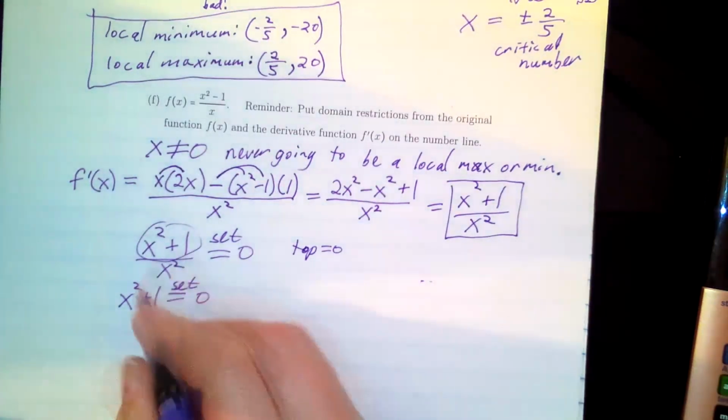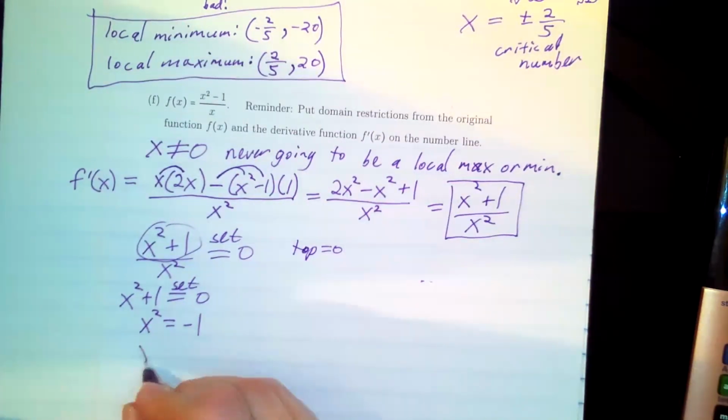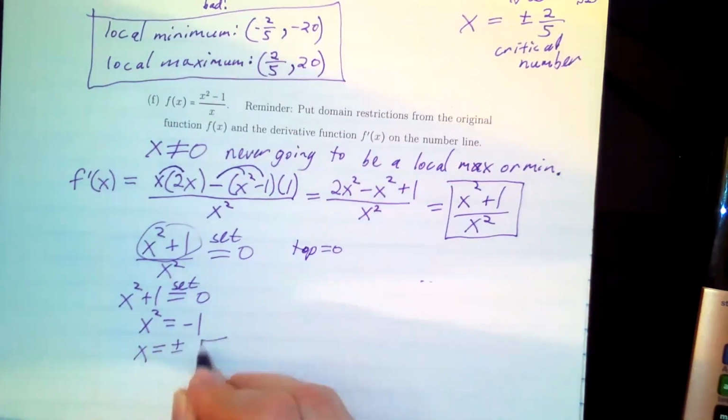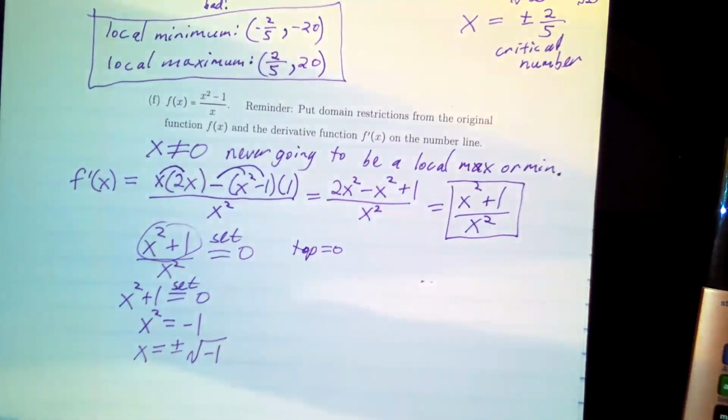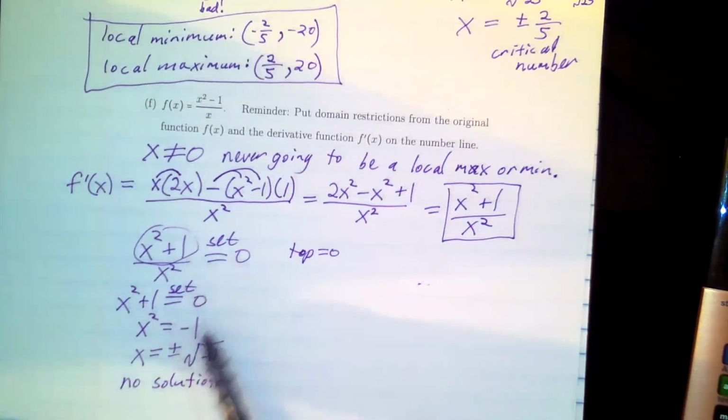We take this 1, subtract it to the other side. We get x squared is negative 1. And then we square root both sides, taking care to do plus or minus. And then we end up with plus or minus the square root of negative 1. And so we have to look at this and notice something. I can't take the square root of negative 1. We're not dealing with imaginary numbers in calculus. It's not a thing. So this is no solution. This is a non-real answer. So I get no solution from this route.